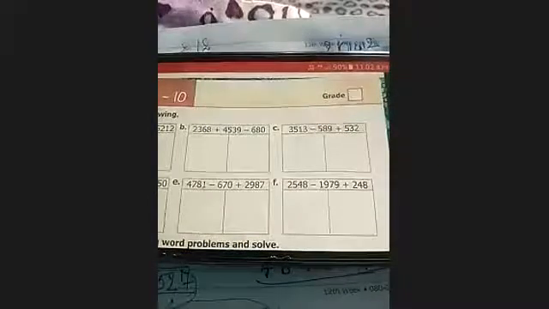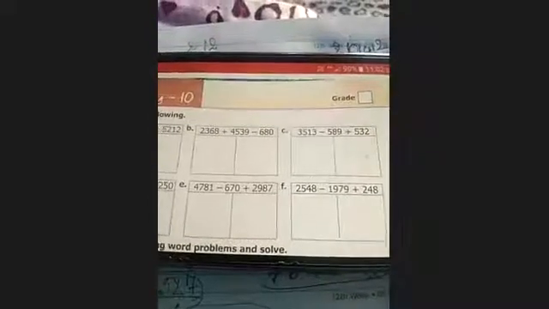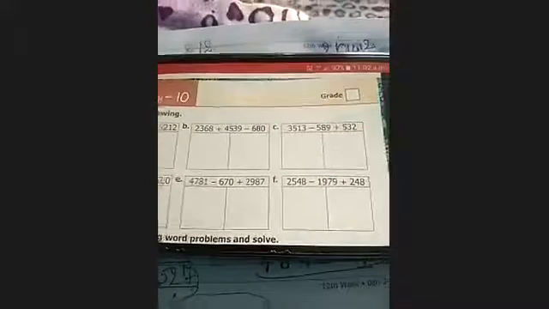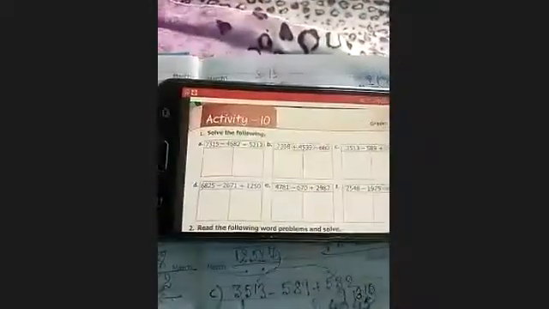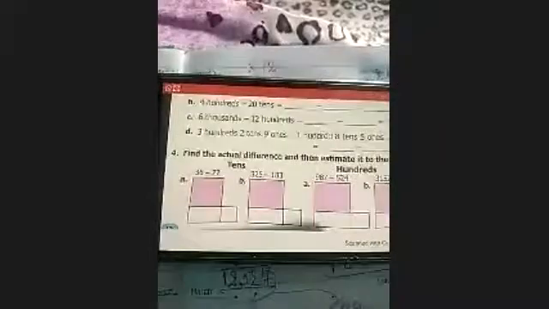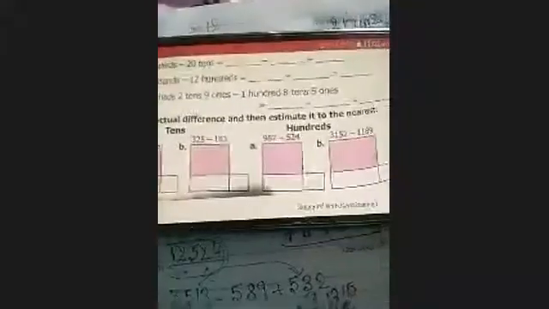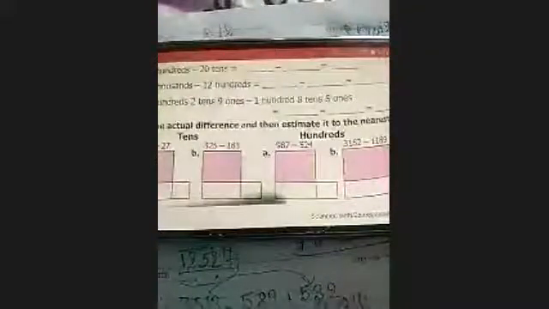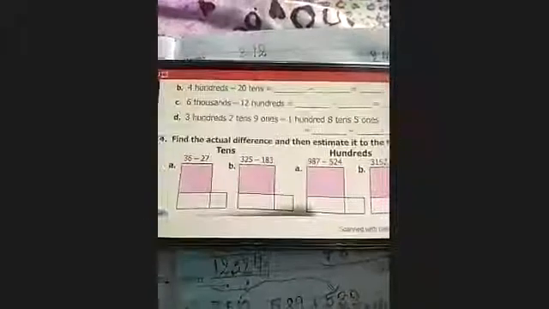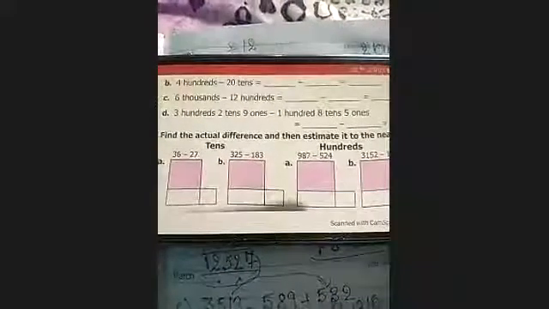Yes, Arav. Ma'am, activity 9, number 5, the actual differencing and then estimating it to the nearest. Yes, ma'am, activity 9. Which question do you want to ask? Ma'am, question number 4. Ma'am, I did not understand that.